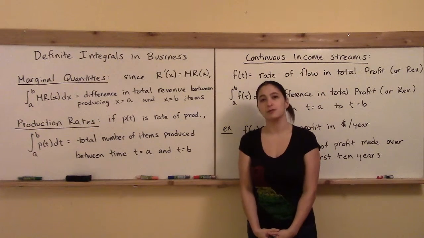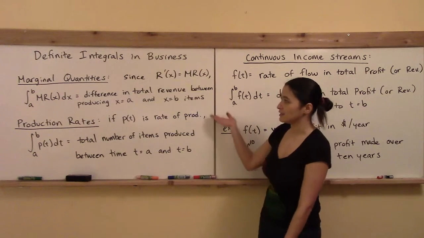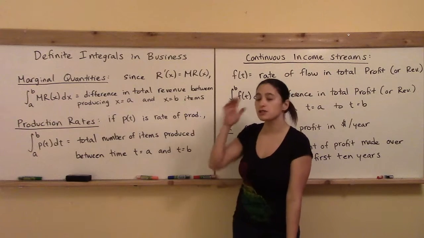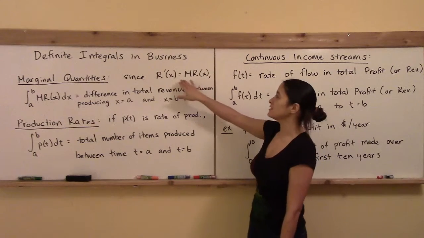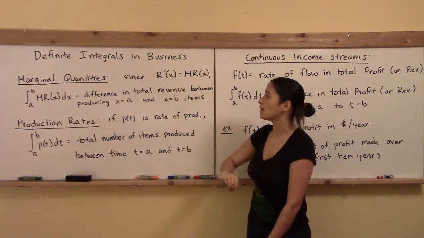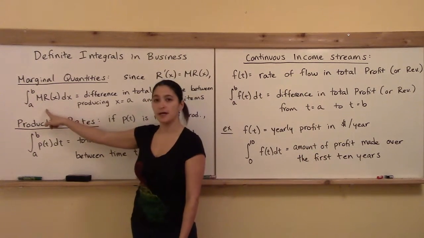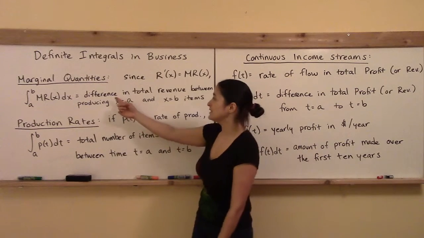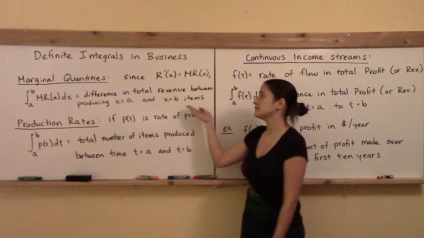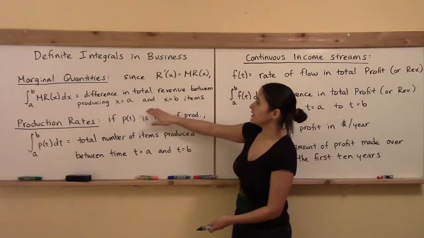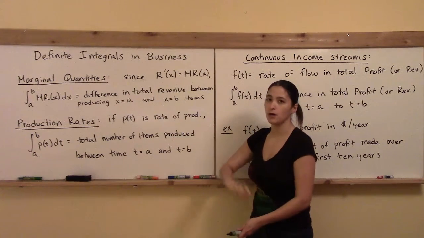Well, just like the most popular place to find derivatives is inside the marginal quantities, the most popular place to find definite integrals is also relating the marginal quantities back to the total quantities. So let's define marginal revenue here as the derivative of total revenue, capital R of X. So if R prime is equal to MR, then the integral from A to B of MR dx is going to be the difference in the total revenue between producing X equals A items and X equals B items. I could have also written right here capital R of B minus capital R of A.